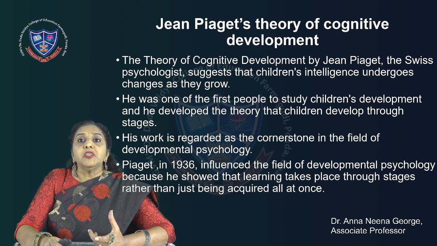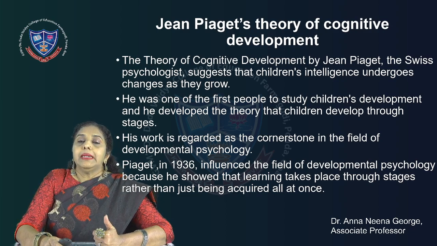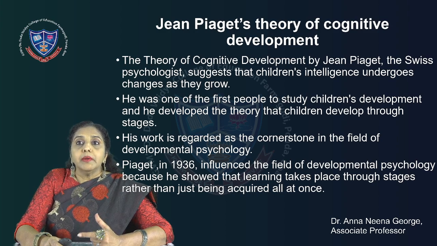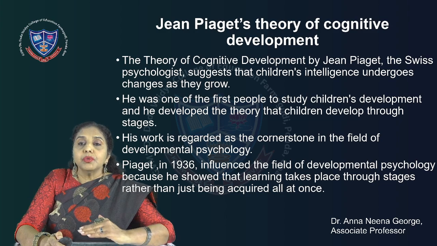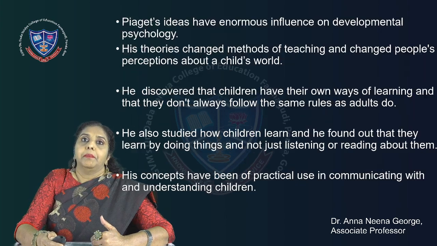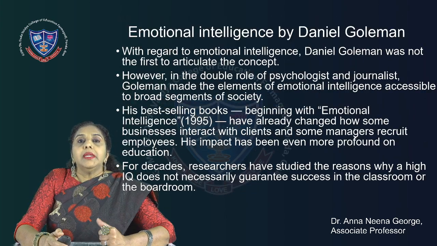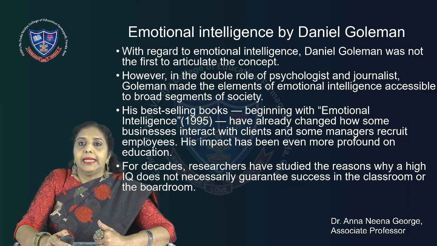He is one of the first people to study children's development, and he developed the theory that children develop through stages. It is not at random, but it is through stages that the children develop. Another theory that we have is emotional intelligence by Daniel Goleman.